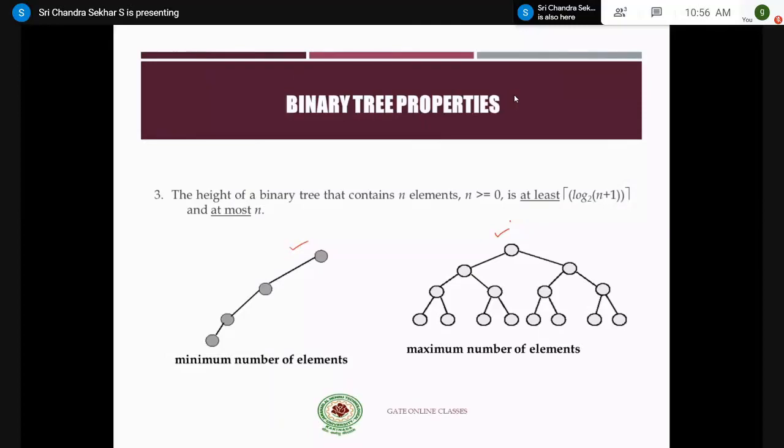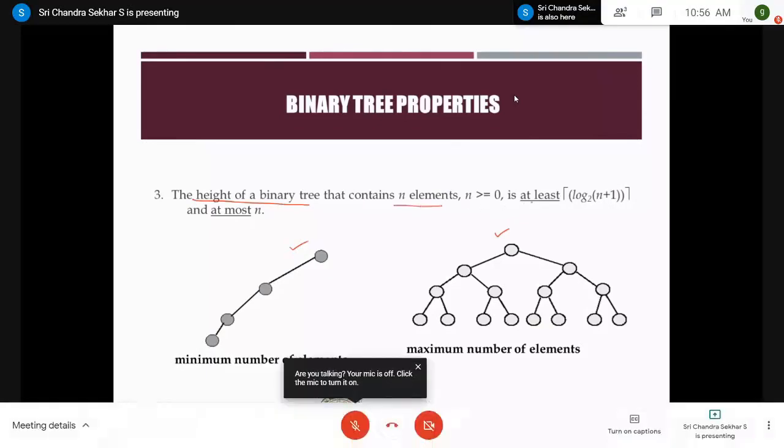So there is a difference between a perfect binary tree and a full binary tree. We'll discuss it in the coming slides. That's not an issue. Now the third property of the binary tree is giving a relationship between, what is the relationship it is mentioning? Have a look at this. The height of a binary tree that contains n elements, where n is greater than or equal to 0, is at least this formula, right? Log n plus 1 base 2, and at most n, right?